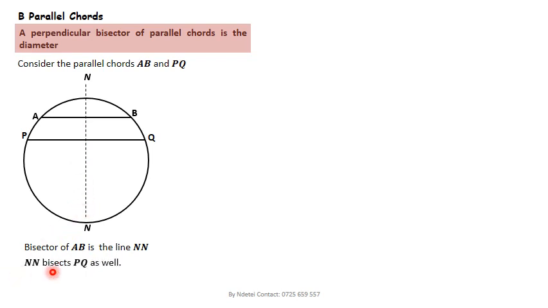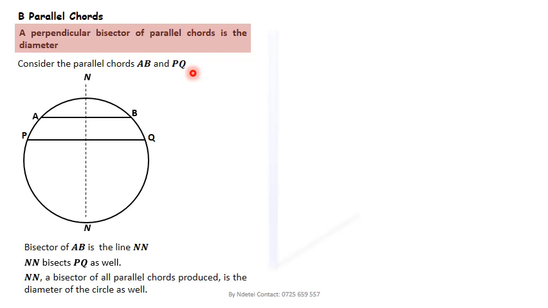Now, NN also bisects PQ because AB is parallel to PQ, and therefore a perpendicular bisector of AB is also a perpendicular bisector of PQ. And NN therefore is a bisector of all chords that are parallel to AB and PQ. And NN also is the diameter of the circle. And that is the concept there. Notice that it's built from the first concept, that a perpendicular bisector of a chord passes through the center of the circle. Therefore, the perpendicular bisector of all chords that are parallel should be the diameter.